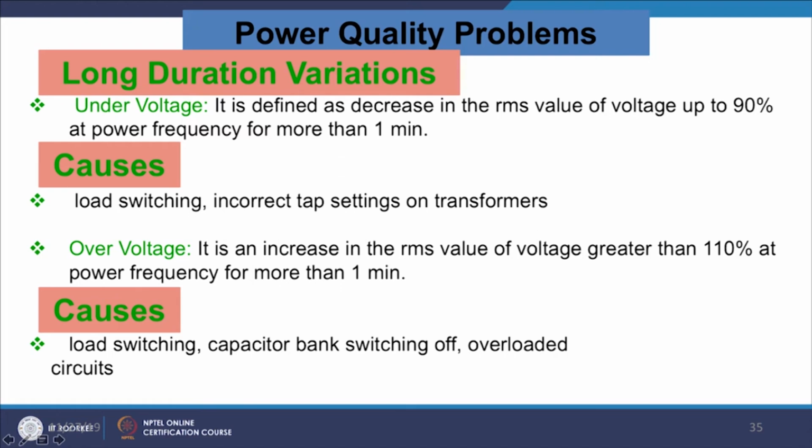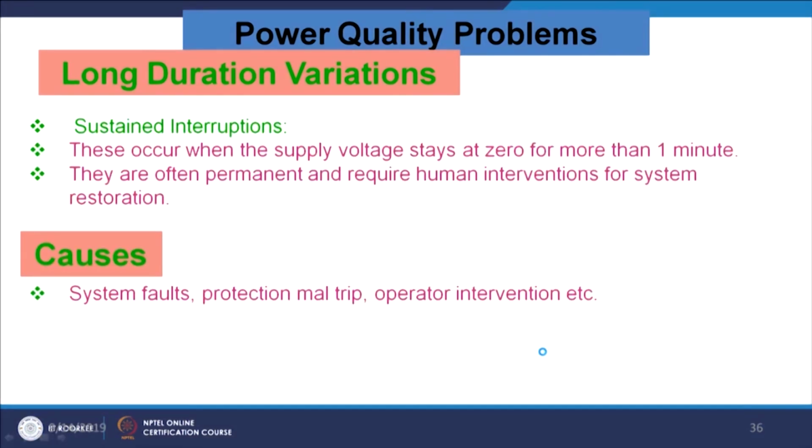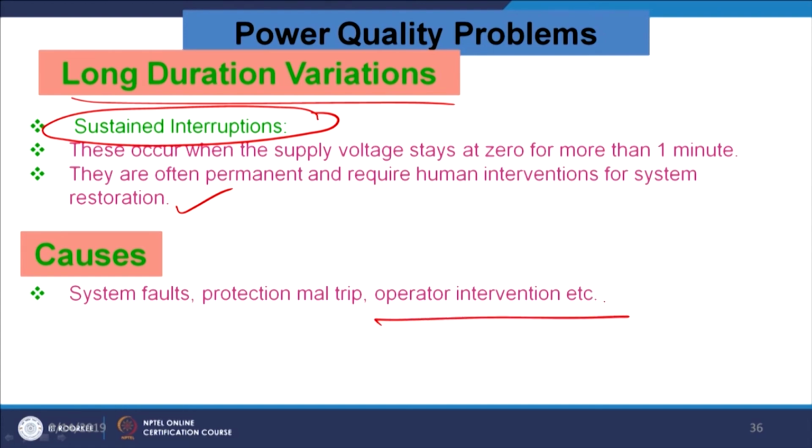These are the issues. Now, there are long duration variations, and it can have a sustained interruption. Those occur when the supply voltage stays at 0 for more than 1 minute. They are often permanent and require human intervention to restore the system, and the cause may be system fault, protection malfunction, operation intervention, etc.